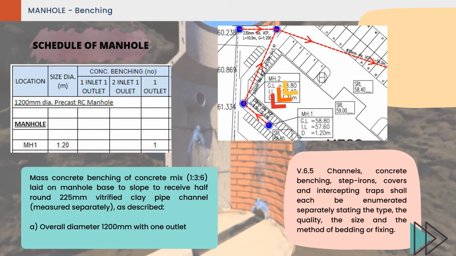Mass concrete benching of concrete mix 1:3:6 laid on manhole base to slope to receive half round 225 mm vitrified clay pipe channel, which is measured separately as described, over diameter 1200 mm with 1 outlet. The clause related is V.6.5. Channels, concrete benching, step irons, covers, and intercepting traps shall each be enumerated separately, stating the type, the quality, the size, and the method of bedding or fixing.